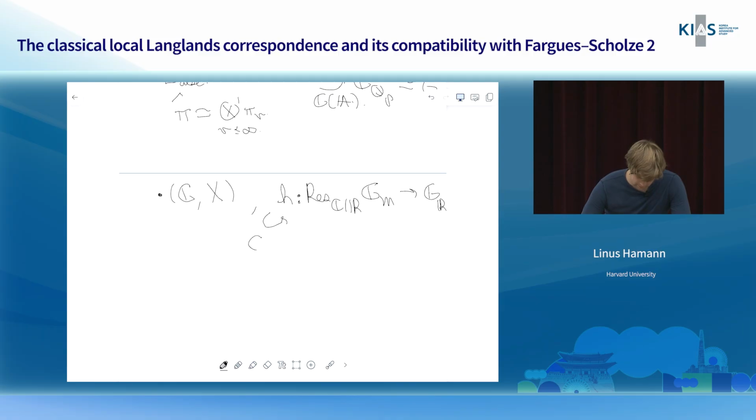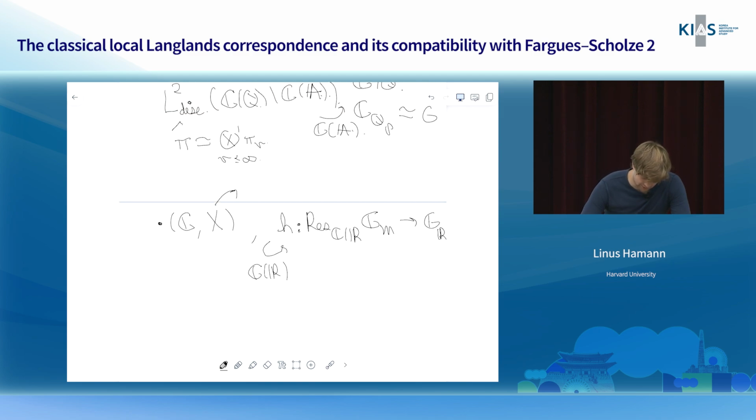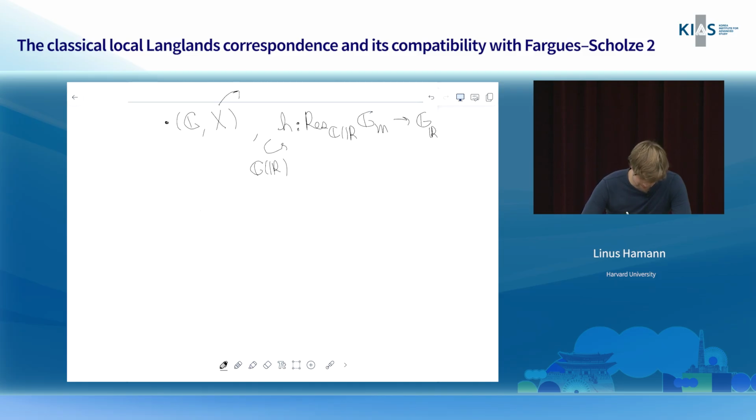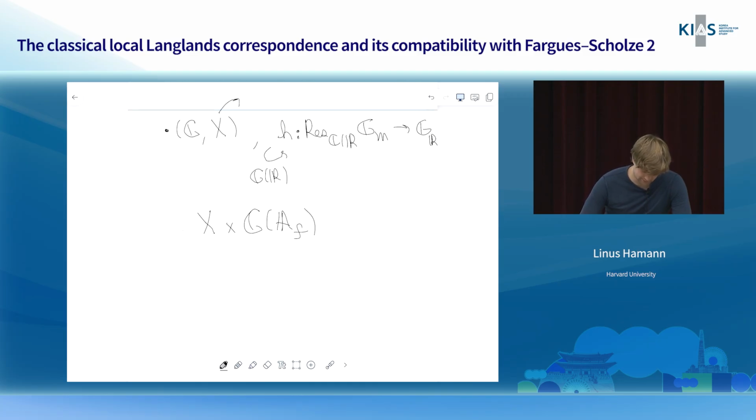And if you act on this via G of R, then this is endowed with the structure of a real manifold or even a complex manifold. And then we build this space, X times G of A_f. Here A_f denotes the finite adeles, and then we quotient out by G of Q. And then we quotient out by some level K, where K is some compact open inside the finite adelic points.